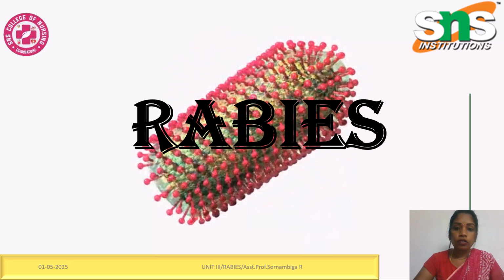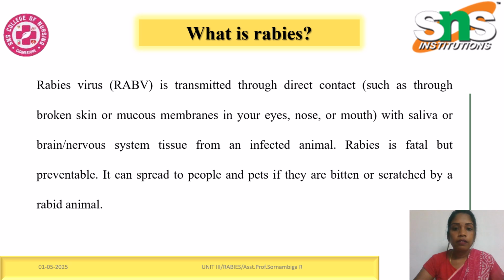Rabies is a viral infection caused by the rabies virus, which belongs to the Lyssavirus group. It primarily affects warm-blooded mammals, including humans. The virus is present in the saliva of infected animals and is transmitted mostly through bites. Once the symptoms appear, rabies is almost always fatal, which is why early action is so critical.